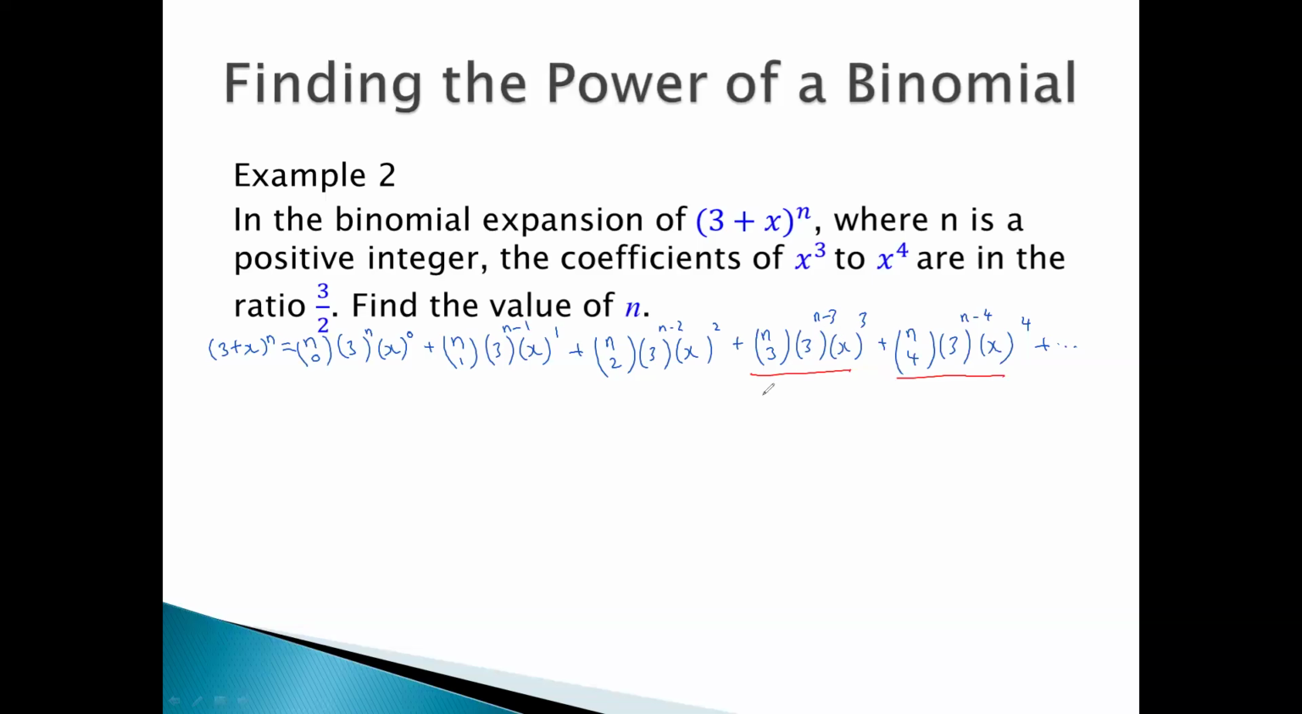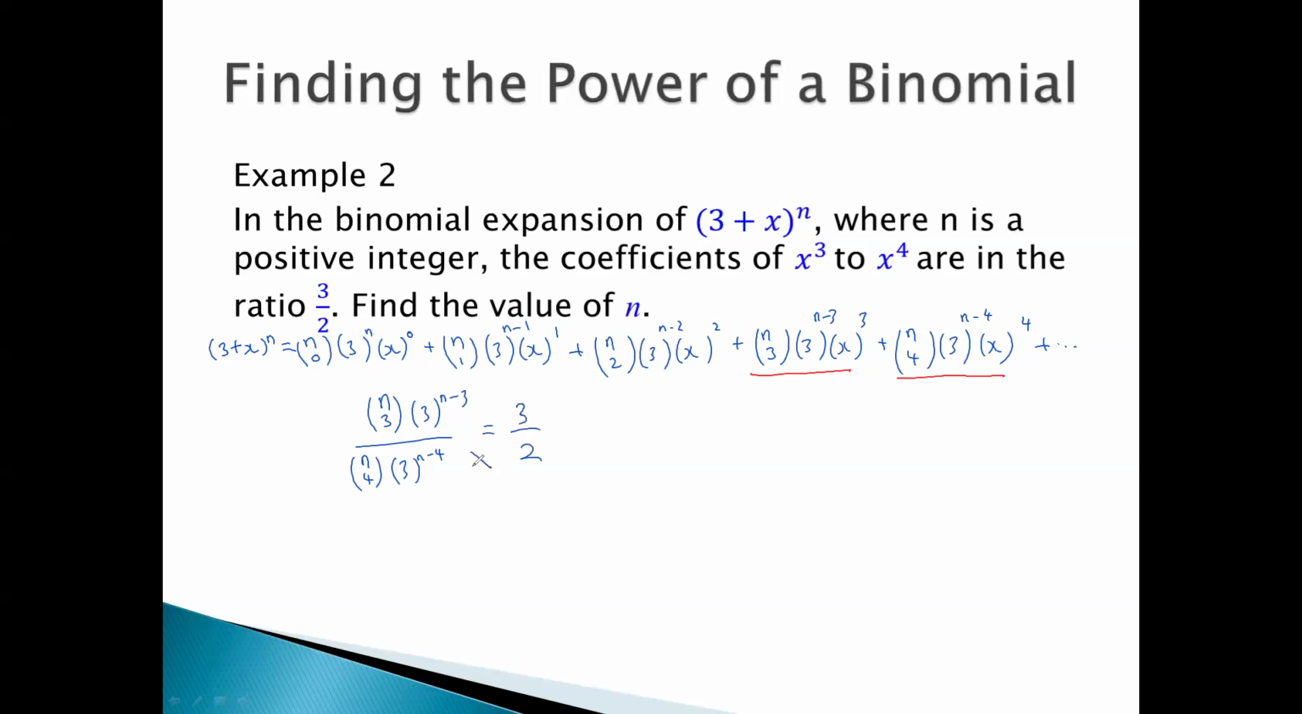So what's the coefficient of x cubed here? It is this, right? N choose 3, 3 to the power n minus 3. This is the coefficient of x cubed. What's the coefficient of x to the power 4? Over here, right? N choose 4, 3 to the power n minus 4. And these coefficients are in the ratio 3 over 2.